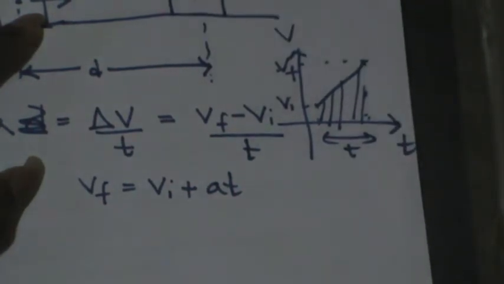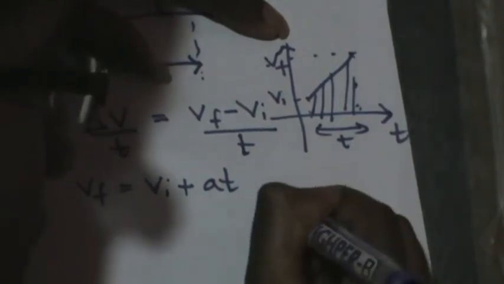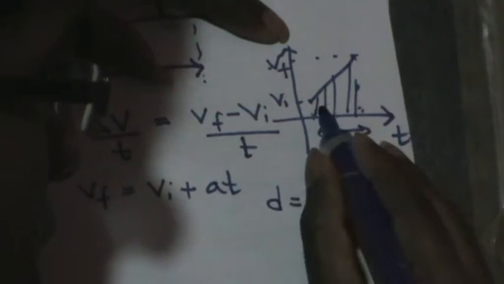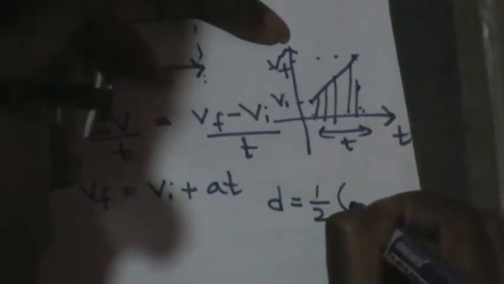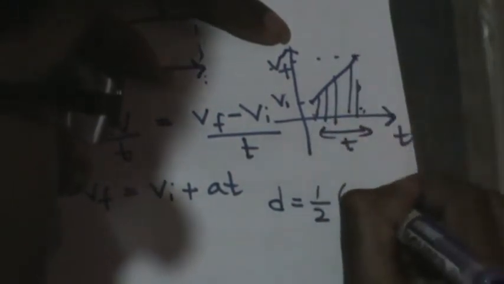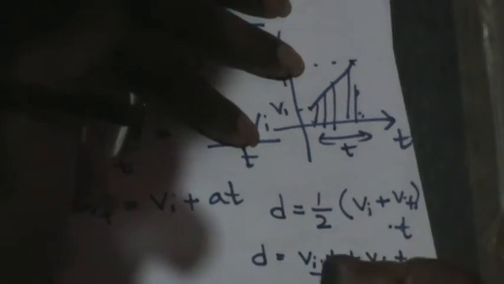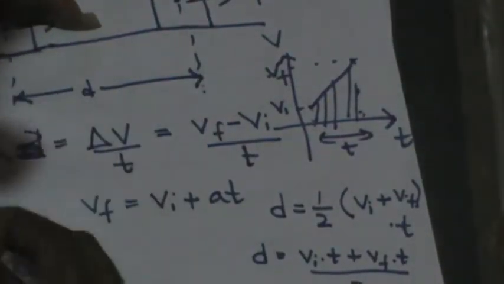If you have not followed my series of lectures on straight line motion, I am deriving it and I will use it for angular motion. So the area of this trapezium, I call it D, is equal to half times the addition of the two opposite sides, Vi and Vf, times the altitude, this t. So D equals Vi times t plus Vf times t, divided by 2.